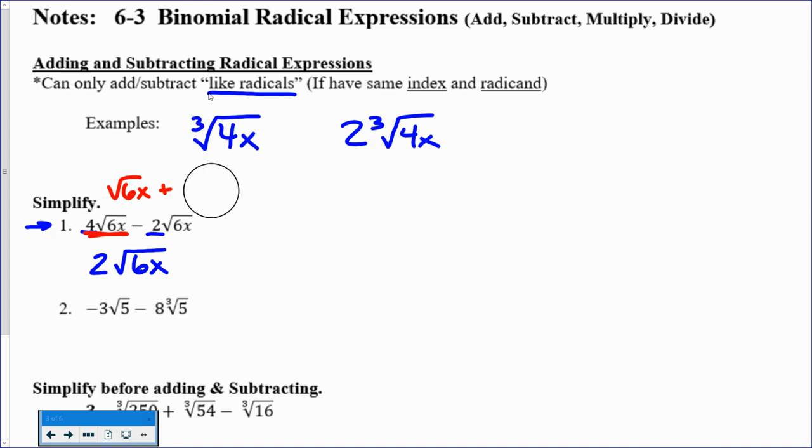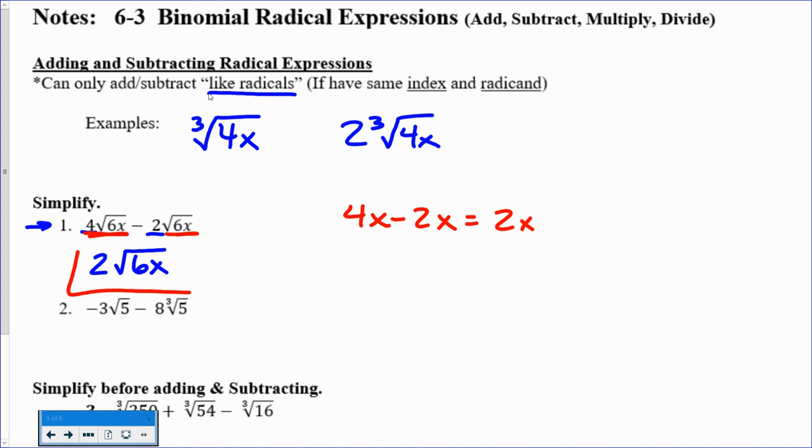Or if you think of it, if I was asking you 4x minus 2x would be 2x, you're not subtracting off your variable. You're not subtracting off the square root of 6x. You are just subtracting the numbers in front because that's telling you how many of those square roots you have. And that's all there is to it. No work really for anything like that.